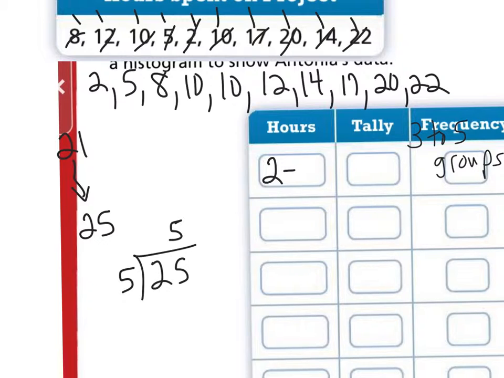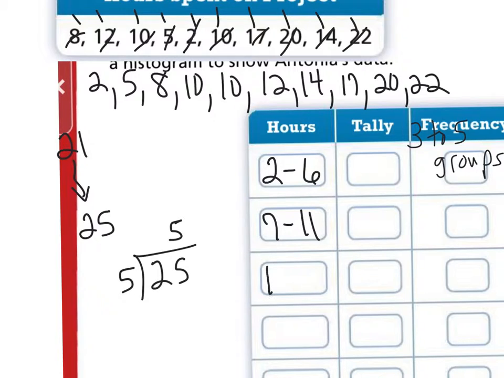So I'm still going to start with my lowest number of 2. I want 5 possible numbers. 2, 3, 4, 5, 6 gives me 5 possible numbers. 2 through 6. Okay, next group's going to pick up where that one left off at. 7, 8, 9, 10, 11. Next group picks up where that one left off.